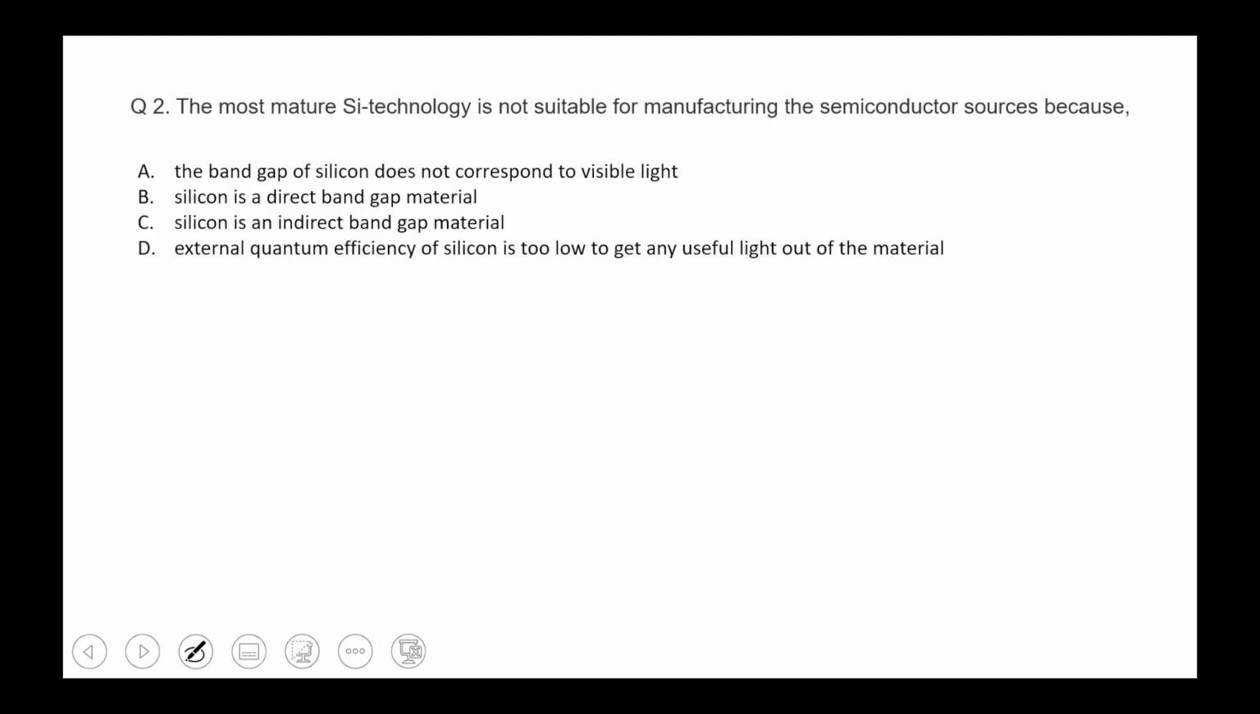Infrared. No, no. Infrared, actually, it depends upon the quantum efficiency of the diode. Do you know the relation between band gap and wavelength?